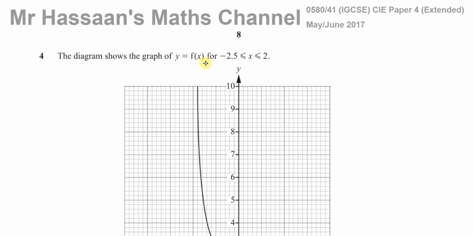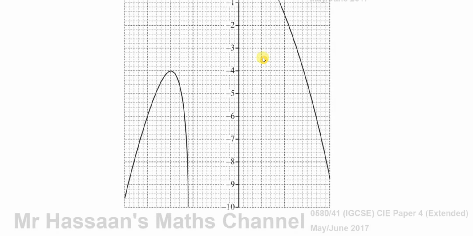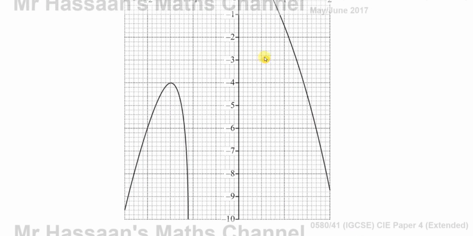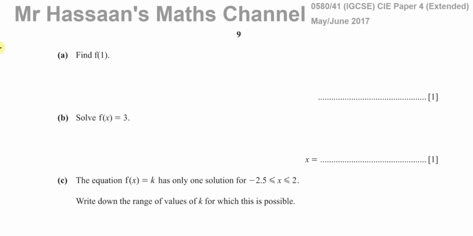It says the diagram shows a graph of y equals f(x) for x values between minus 2.5 and 2. So you've got this graph that looks a bit strange here. The whole of this first page is simply this diagram, and on the next page start the questions about this diagram. The next page says find f(1). So I'm going to take some of these questions and put them on the previous page next to the graph so we can see what's going on.